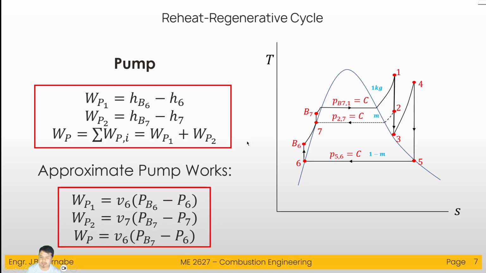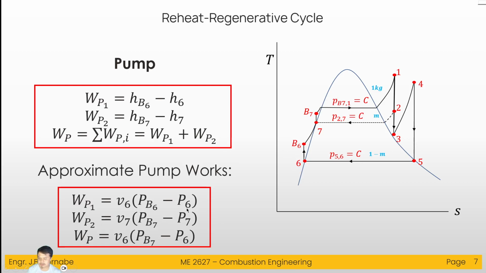Okay, so for the last one, we have the pump work. So the pump work here is we have two pumps, no? If you have one regenerative stage, then how many pumps do you need, you have to make two pumps, no? So the first pump and the second pump, no? Okay, so we are usually interested with approximate pump works. So pump work 1, so this will be 6 to B6.